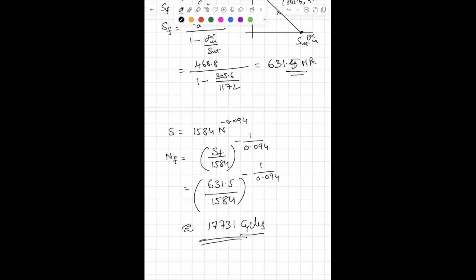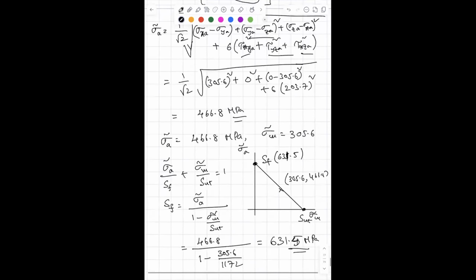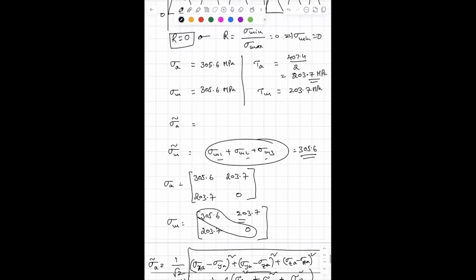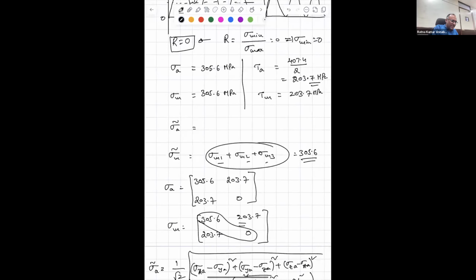Sir, can you go up after sigma A and sigma M? I just want to know how the matrix comes. So sigma A is sigma XX because it's a bending stress. Tau A is tau XY. Right? Sigma M, sigma M XY. So sigma YY will not be there because it is bending stress, no? Only one plane bending. If you are bending in the other direction, then the sigma YY will come. But it's only one direction bending, so only sigma XX will come. Okay, sir. Yeah, this is the point I wanted. Thank you.